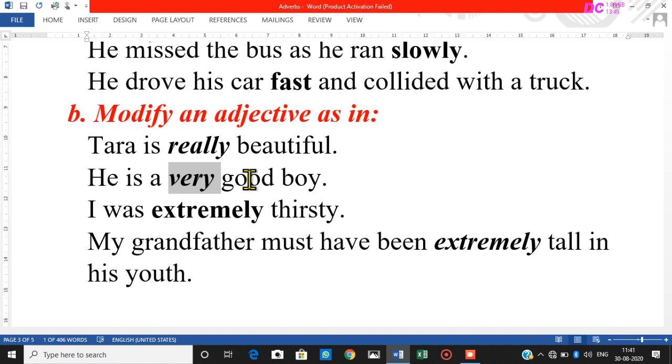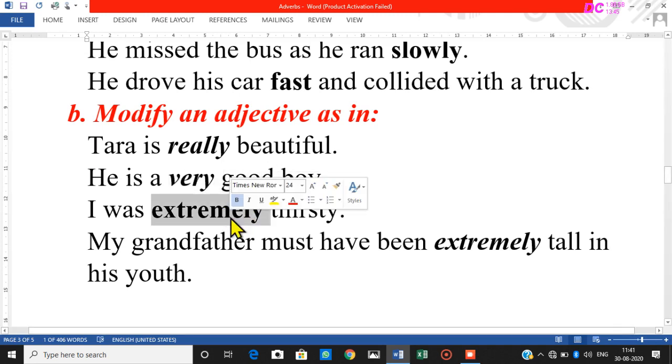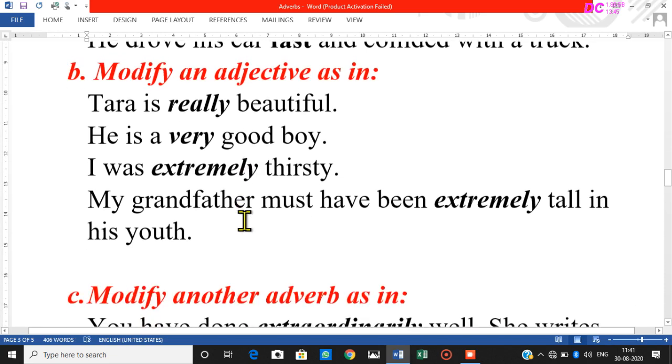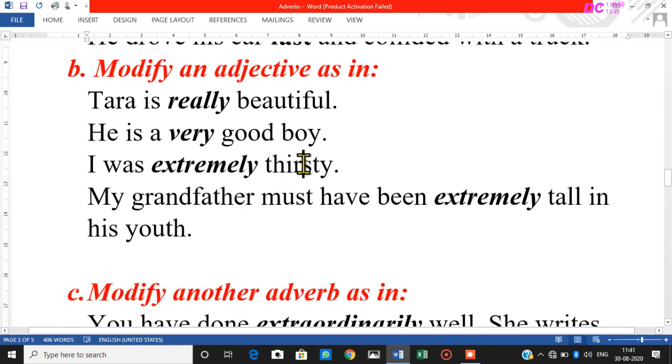So in the same way, extremely here in the next sentence, thirsty is an adjective word. So extremely thirsty. बहुत प्यासा या हंग्री जिसको हम इस्तेमाल कर सकते हैं. I was extremely hungry या thirsty. So thirsty, प्यासा, it's an adjective. Extremely प्यासा, यानी बहुत ही प्यासा. जो extremely लफ्ज़ है, बहुत हद तक. This also is an adverb because it modifies the adjective thirsty.